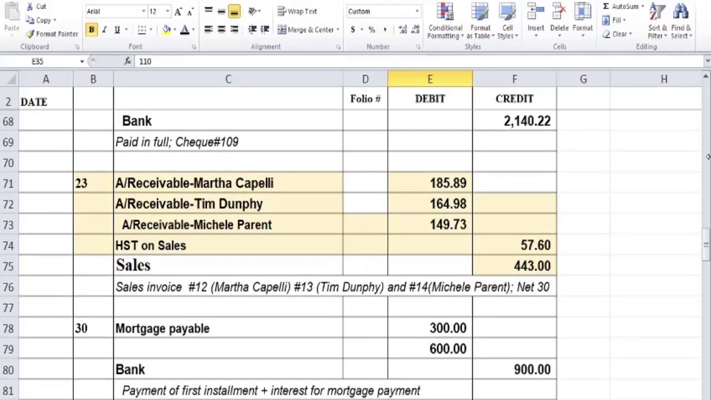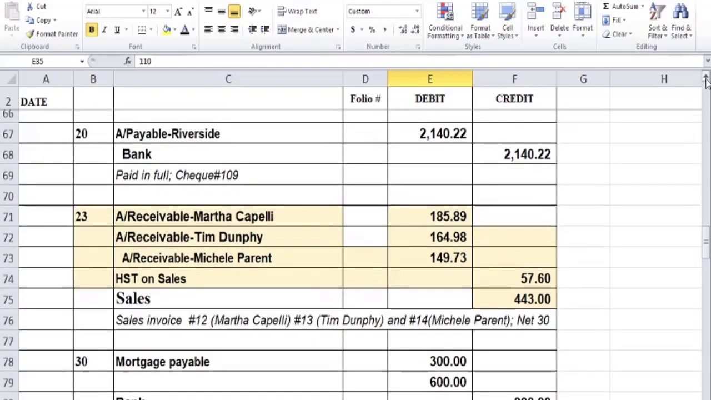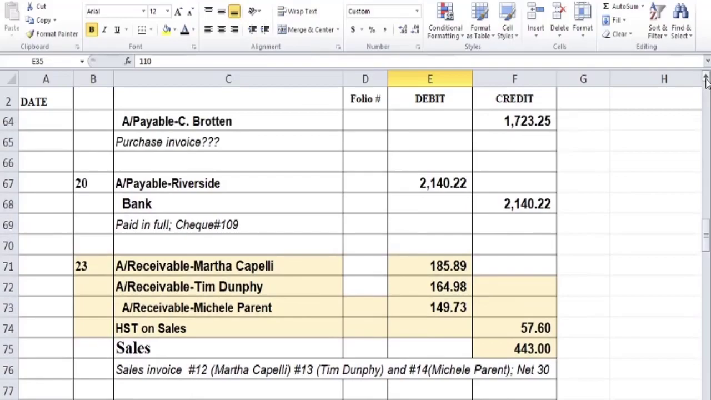So October 20th, paid Riverside Company 2,140.22 on account, check number 109. So again, this is also from previously. So we're going to debit the accounts payable for Riverside, and then we'll credit our bank account for 2,140.22.